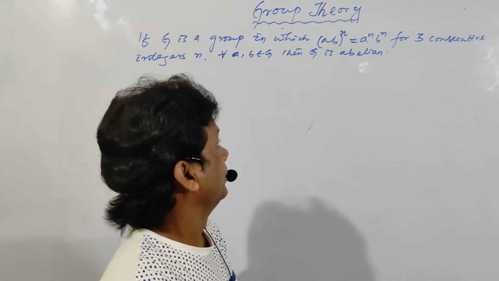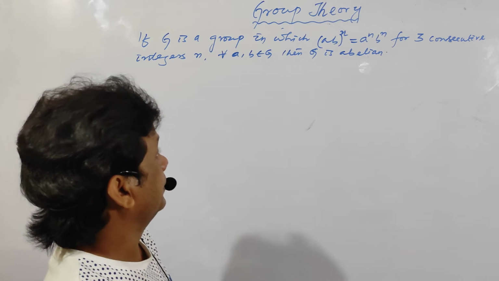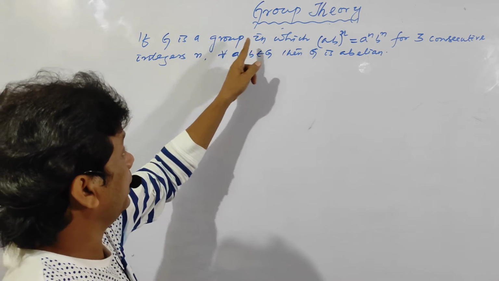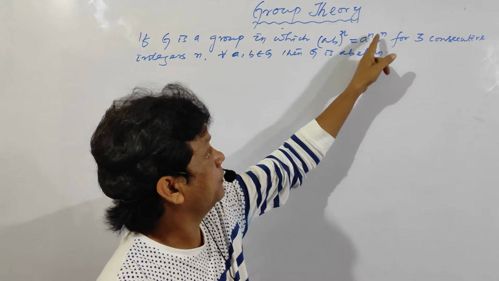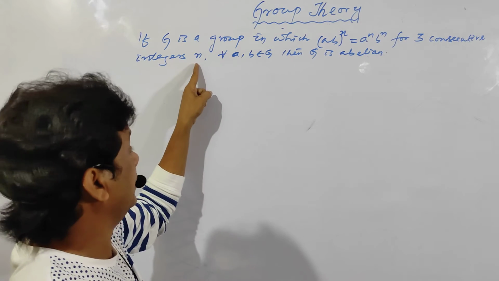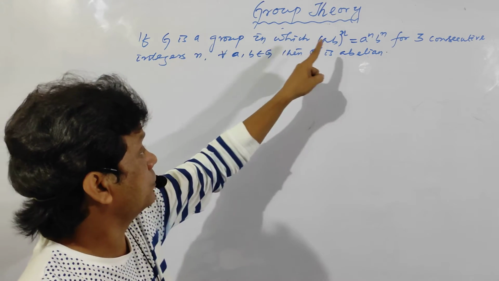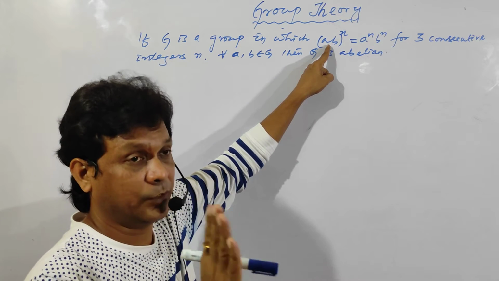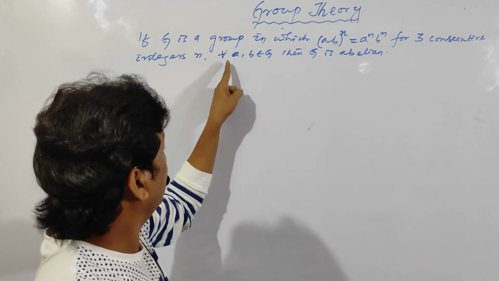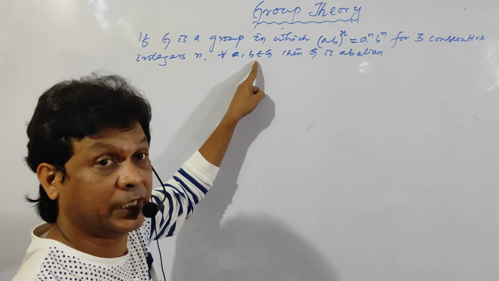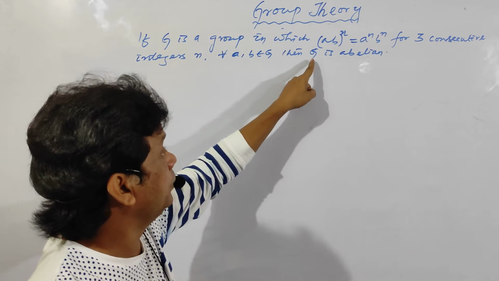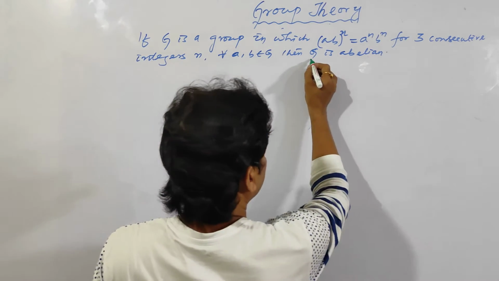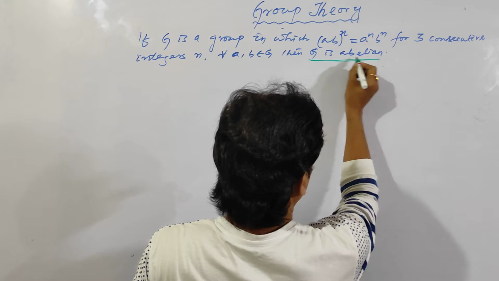See here, this problem is very important. If G is a group in which (ab)^n = a^n b^n for 3 consecutive integers n, that means n, n plus 1 and n plus 2, and a and b are any elements of the group G, then you have to prove G is abelian. That means G satisfies the commutative axiom.